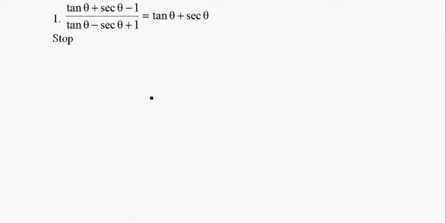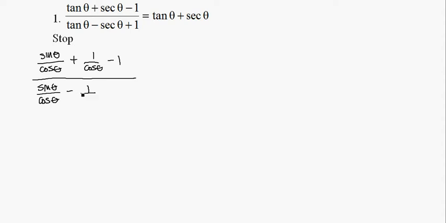Okay, so here's another trig one. This one's going to take us a little while. So sines and cosines are a great idea, and then there's a little trick that we're going to do here. So sine theta over cosine theta plus 1 over cosine theta minus 1 all over sine theta over cosine theta minus 1 over cosine theta plus 1.